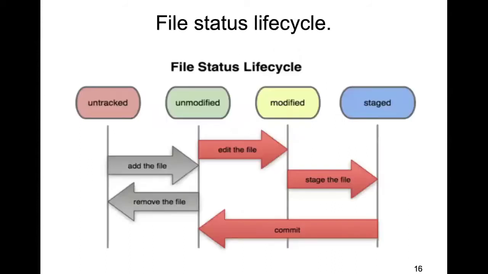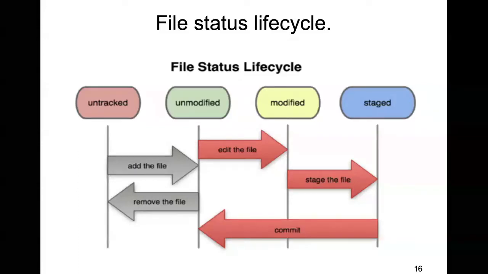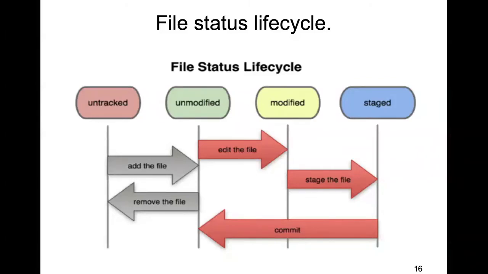And this diagram shows in very graphical terms how a particular file moves from state to state over time. Initially, if you create a new file, it's untracked. Then if you commit that file, now it's tracked and it's unmodified. Then you make some changes to it. Now it's in a modified state. Then you commit those changes. So now it's back in an unmodified state, and on it goes. So the diagram there explains how you move from one to the other.